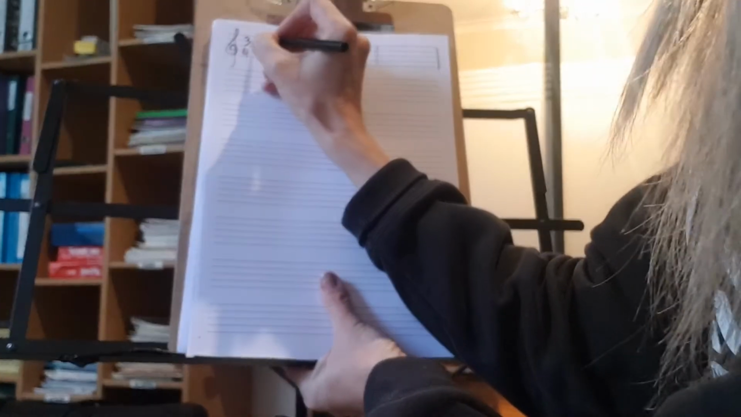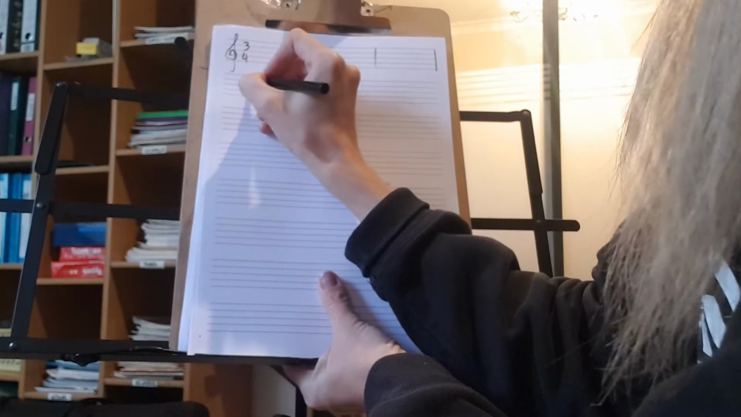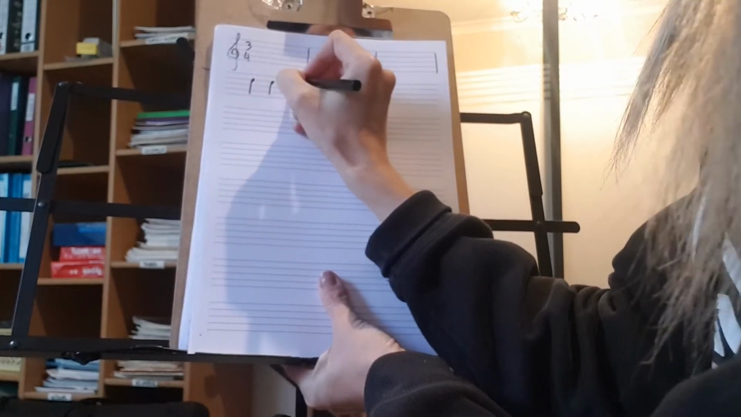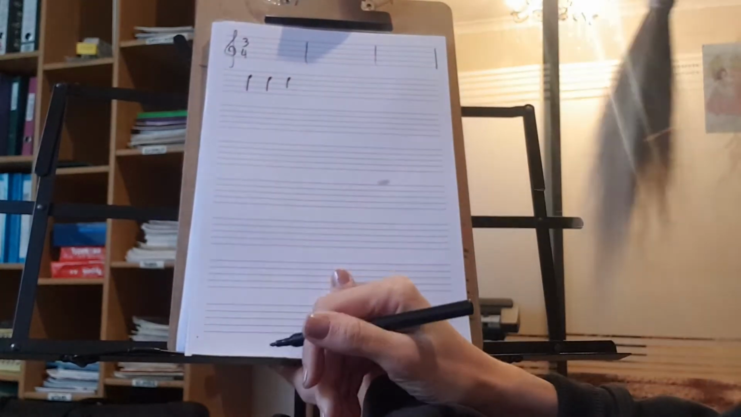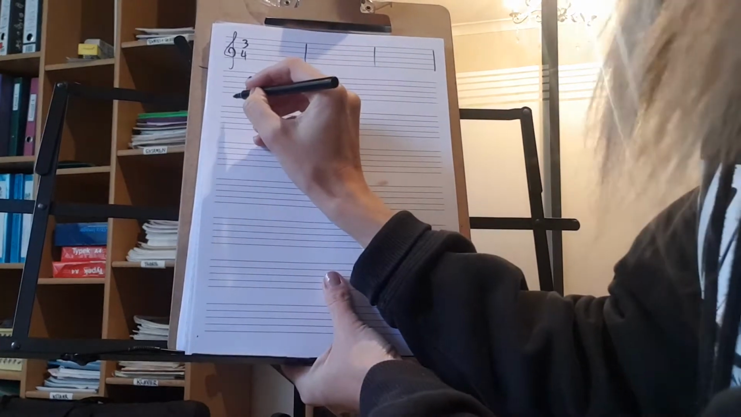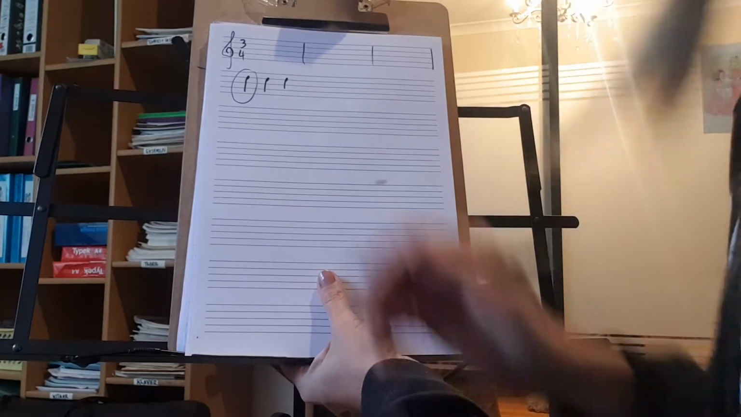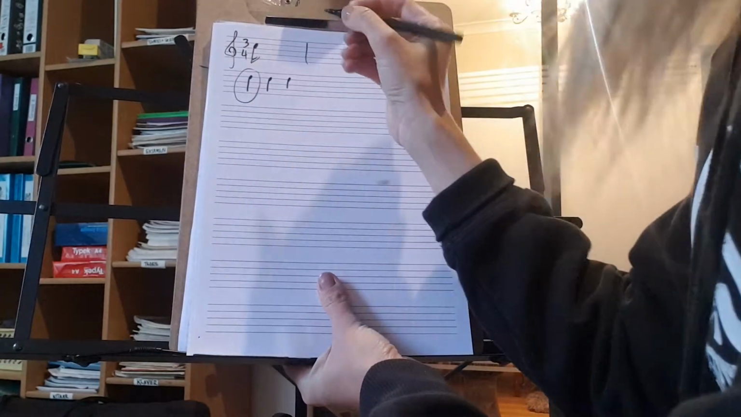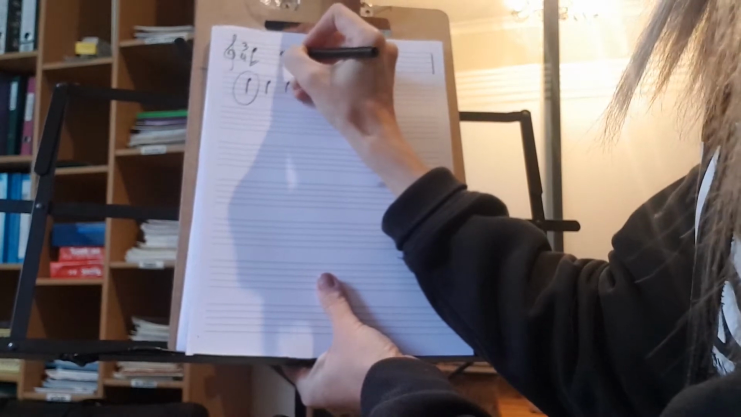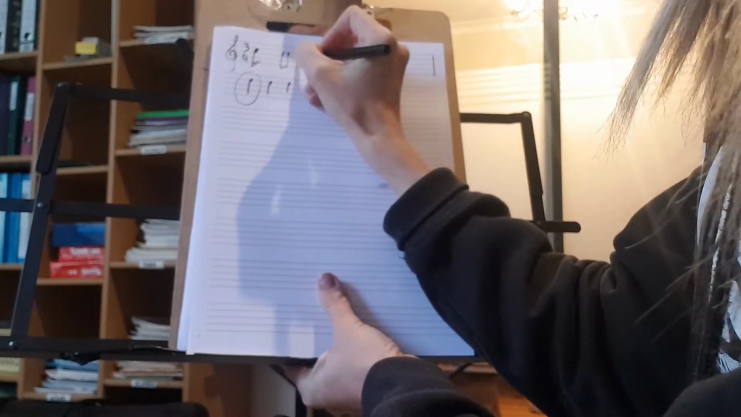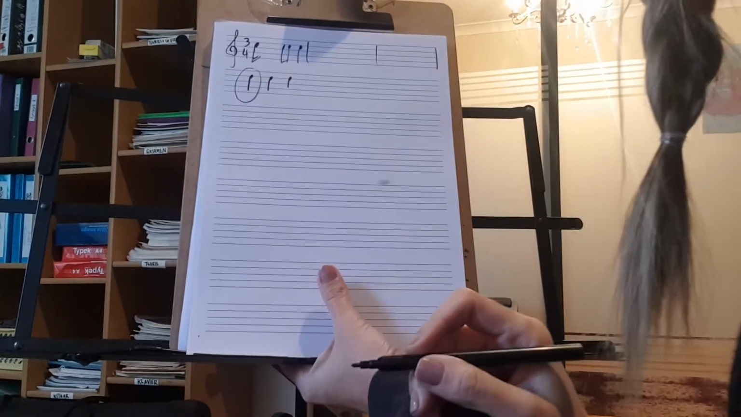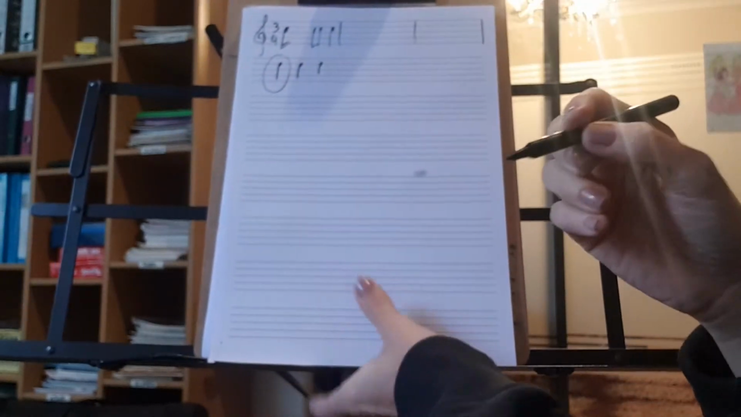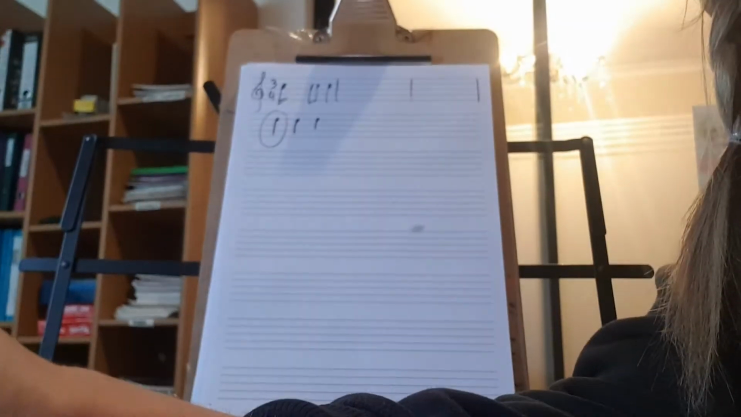Okay, so 3/4, what does that mean? We need 3 quarter notes in each bar, which means it's not always exactly like that. Whatever makes up a quarter note must come together. So here we've got a semiquaver. Then they gave us 2 quavers and a crotchet, a quarter note.